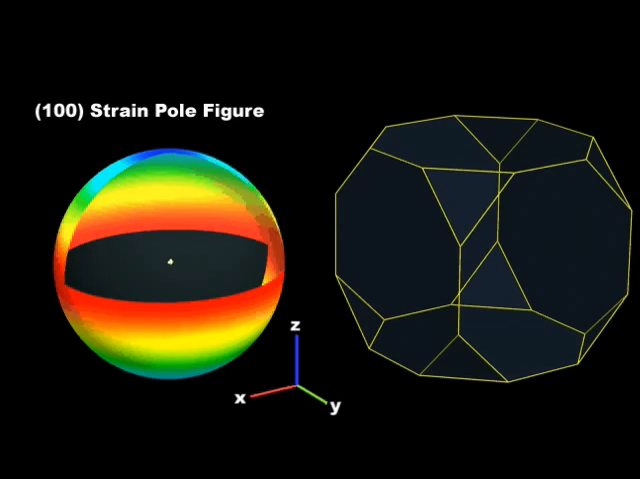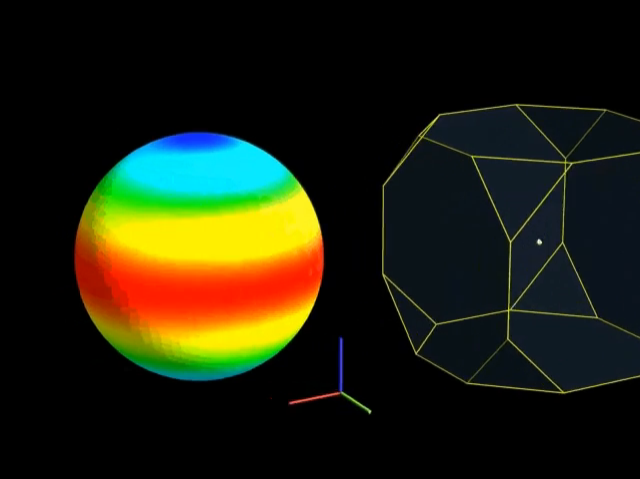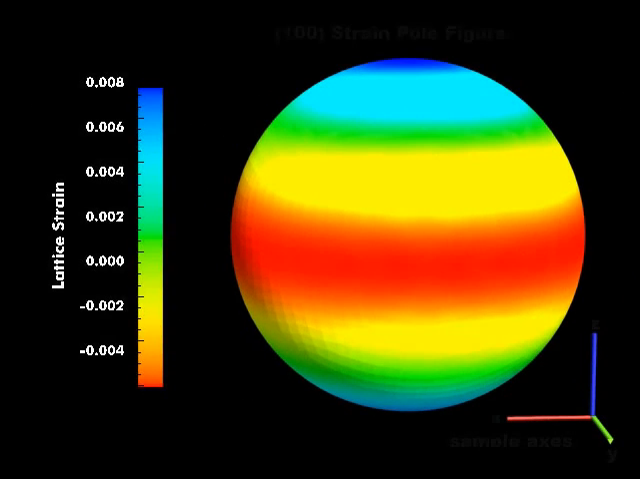Other strain pole figures are determined in a similar fashion. Using these, it is possible to graphically display the average strains that the specimen endures in any direction when loaded.